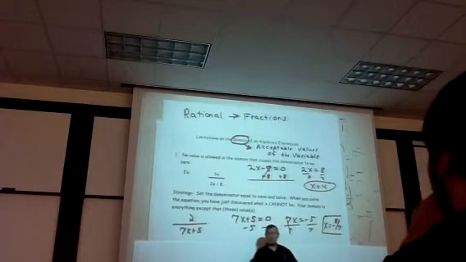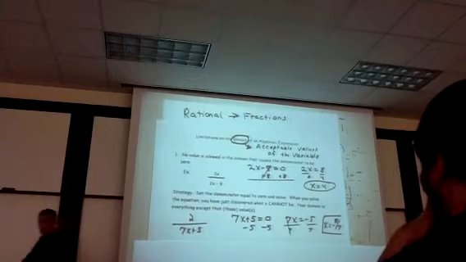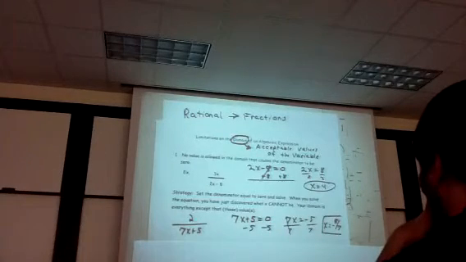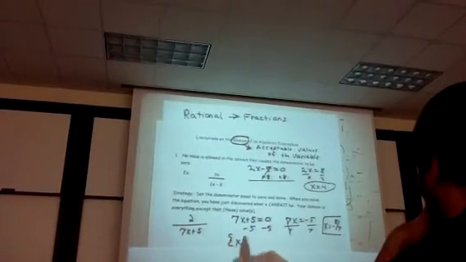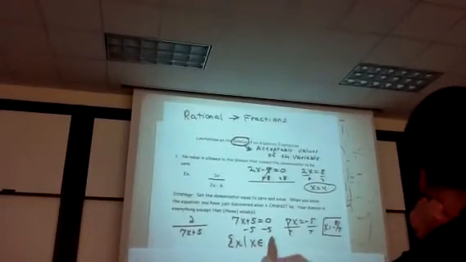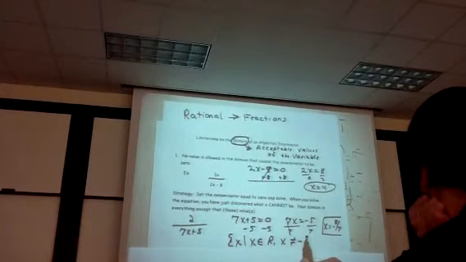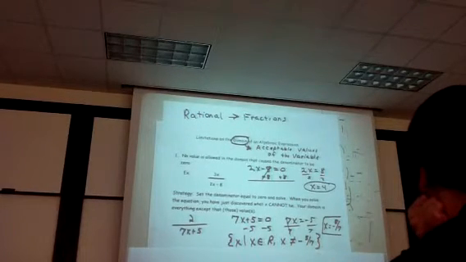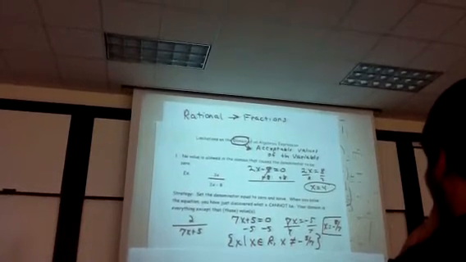x cannot be that because that's the one value in the entire universe that makes the denominator 0, which is not acceptable. So my domain, set of all x such that x is a real number and x is not equal to negative 5 sevenths. Or it's anything but negative 5 sevenths. Maybe you want to express it that way. So far, so good?